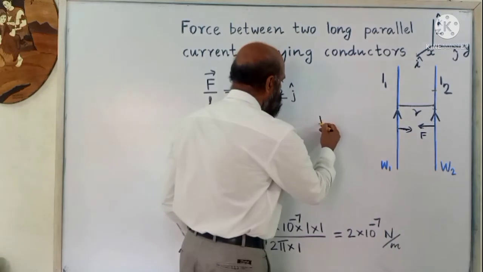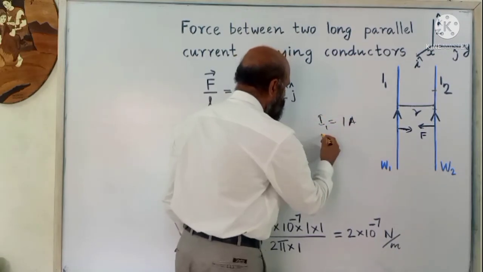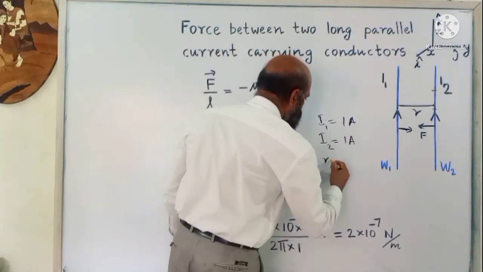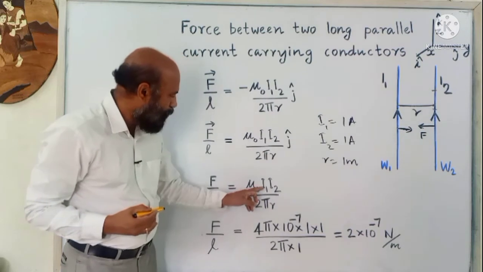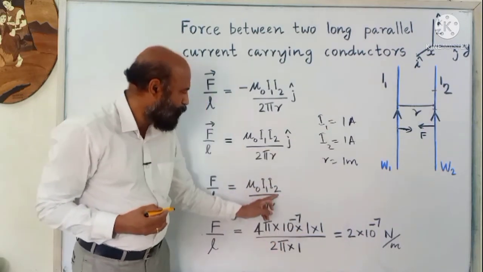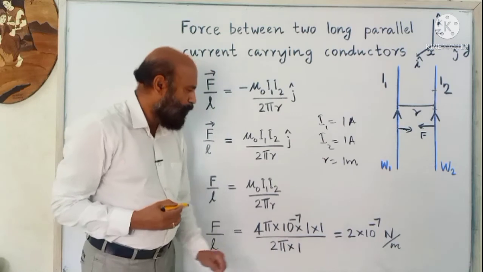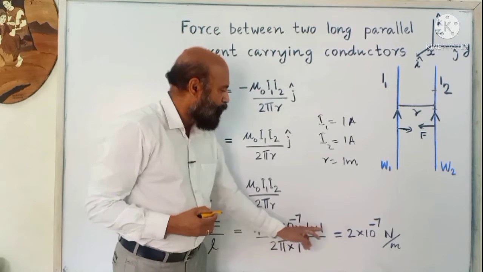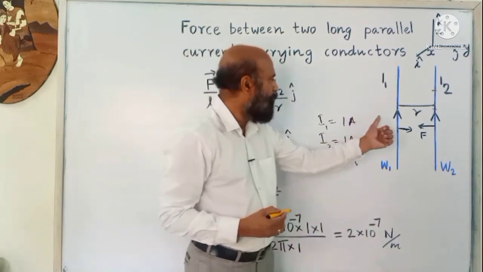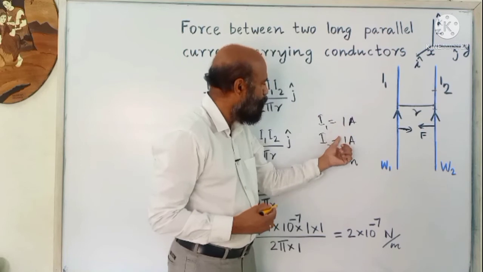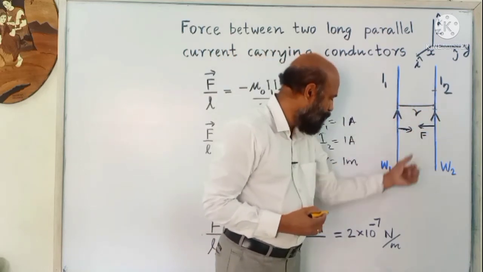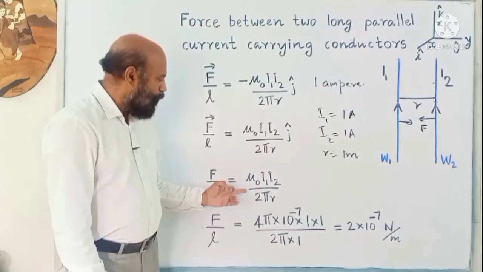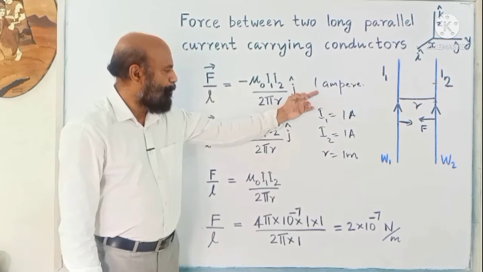Now suppose I1 is 1 ampere, I2 is also 1 ampere, and the distance between the wires is 1 meter. Then we can substitute I1 is 1, I2 is 1, distance 1, then pi will get cancelled, and 4 and 2 after cancellation, 2 into 10 raised to minus 7. If the current in these two conductors is 1 ampere and the distance is 1 meter, the force per unit length is 2 into 10 raised to minus 7 Newton per meter.